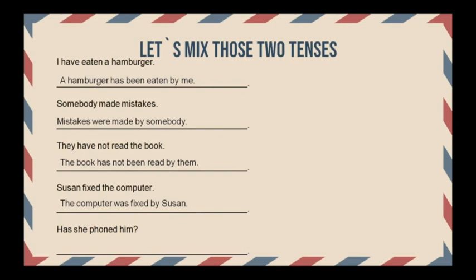And the last one, has she found him? You can see that this sentence is in interrogative form, so it has a question mark at the end. Then your passive sentence has to be in interrogative form as well. Then, has he been found by her? Okay?